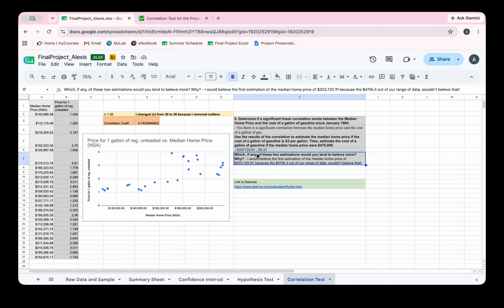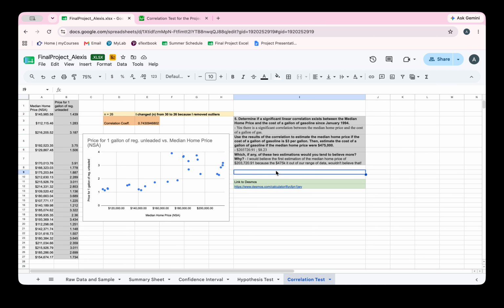So I explained here which, if any, of the two explanations I would tend to believe more and why. But yes, I'm kind of running out of time, so that was it.